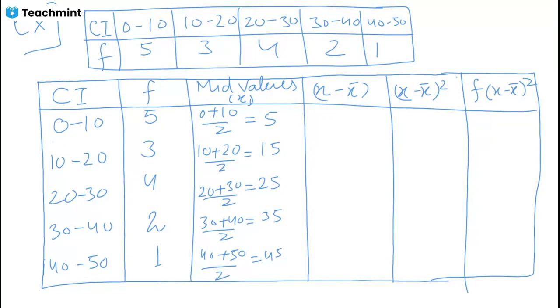Now let us find x minus x bar. To find it, we need f into x also, to find the mean. I'm just writing here because we don't have space. Even though we need to write on the right side, we don't have space. That is why I'm using here. So will you understand that? Yes, ma'am.